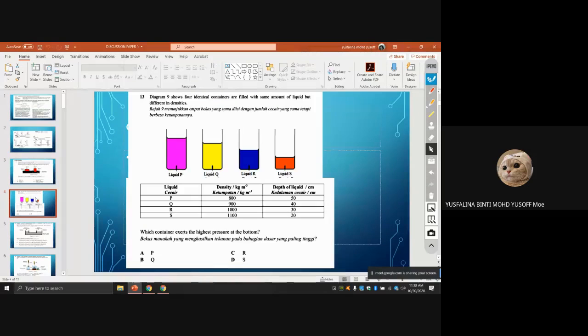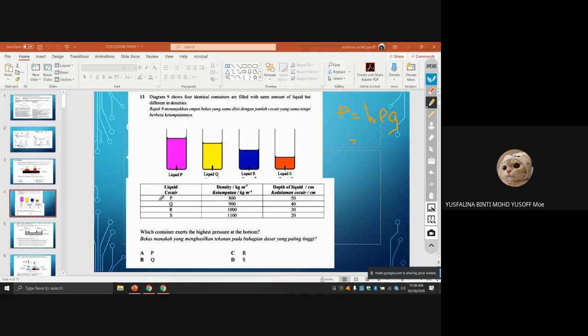Diagram 9 shows 4 identical containers filled with the same amount of liquid, but different in density. Which container exerts the highest pressure at the bottom? For this one you have to use the formula P equals h rho g, where h is the depth of the liquid. You have to change it to meters first, because the unit for the density is in meters.